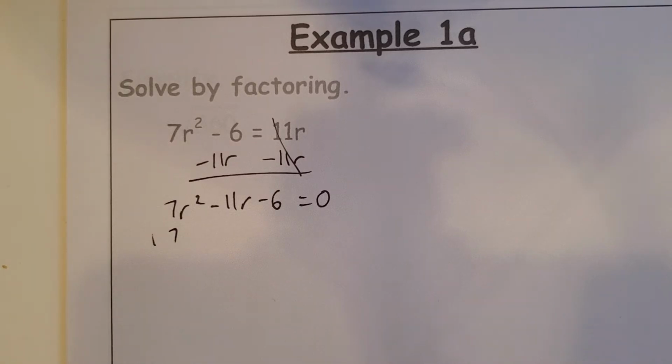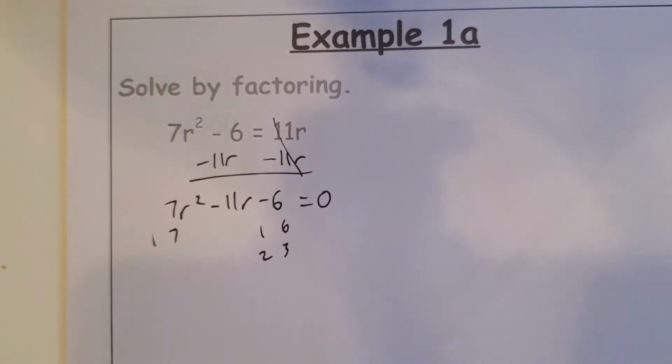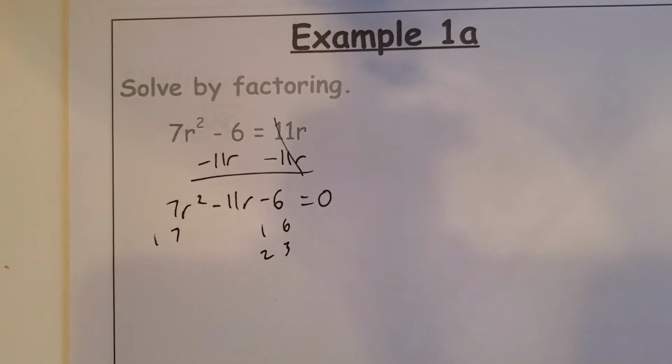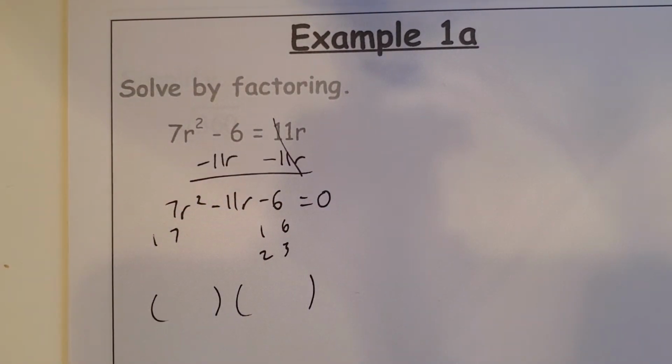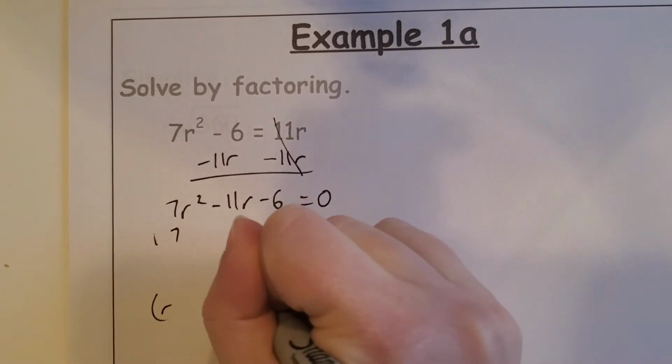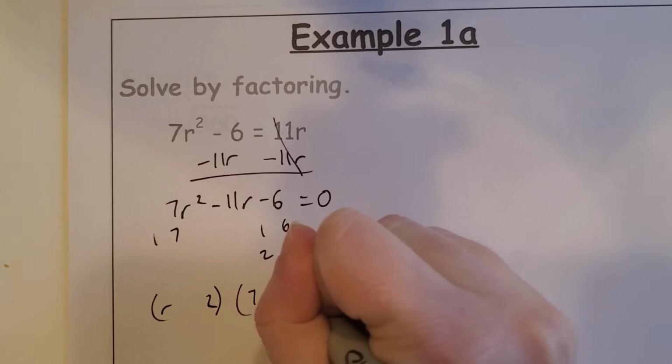With 6, I don't know if I said this already, but with this kind of factoring, you don't want to worry about the signs until the very end. So we're just focusing on factors of 6 for now. They're 1 and 6 and 2 and 3. And then we're going to play around with these combinations and these orders until we get something that gets us -11. All right? So we know 1 and 7 is going to stay as is. We have r and 7r. I'm going to pick 2 and 3.